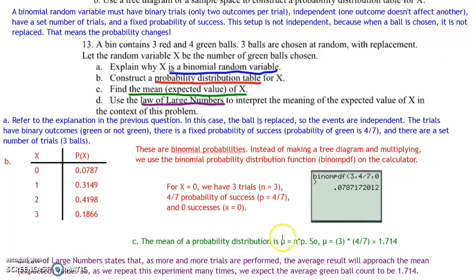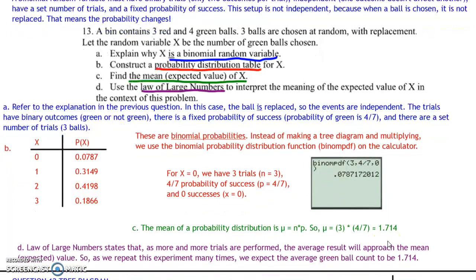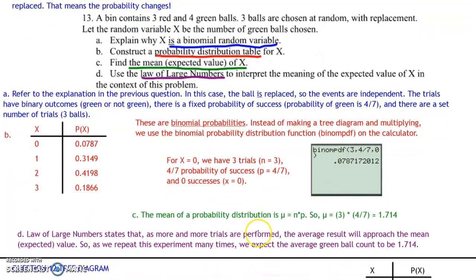Finding the mean of any binomial probability distribution is mu equal to n times p, the number of trials times the probability of success. So 3 trials, success probability 4/7, that's 1.714. And then the law of large numbers states that as more and more trials are performed, the average results will approach the mean. So the law of large numbers says, well, you might win in a very small amount of cases. You might have an abnormal amount of wins, or you might have an abnormal amount of losses.